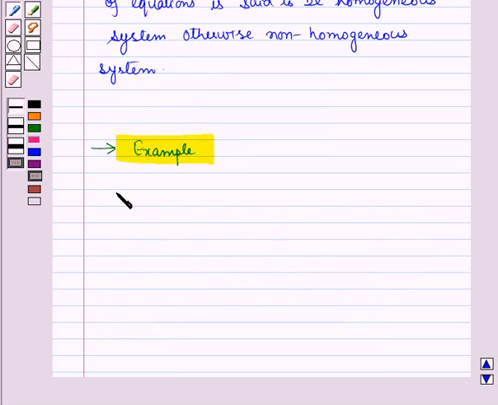Here let the system of two linear equations be 2x plus 3y is equal to 6 and minus x plus 4y is equal to 12. Then we have to solve these two equations for x and y. First of all, you must note that the constant terms should be on the right hand side of the equations.